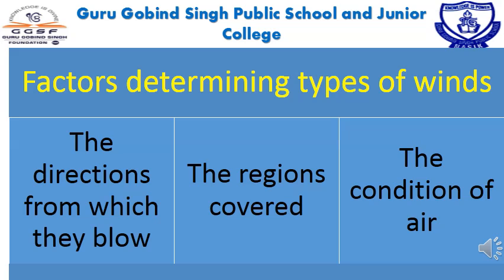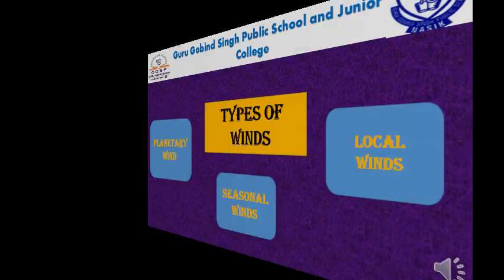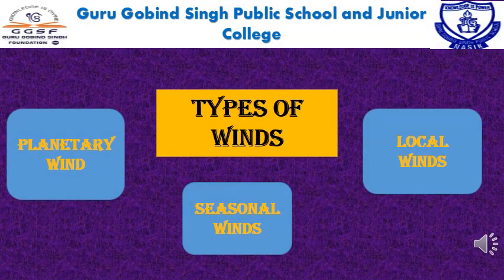Children, here you are able to see the factors which are determining the types of winds. The first one is the direction from which they blow. They means air blow. The second is the region covered. And the third one is the condition of the air. So dear children, there are three types of winds. First one is the planetary wind, second is the seasonal wind, third one is the local wind. Now we will study one by one.